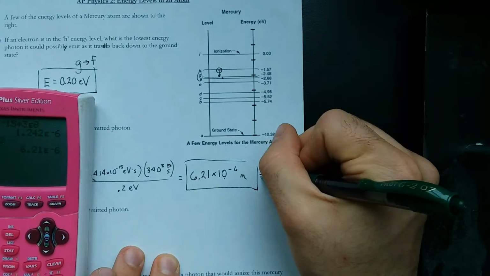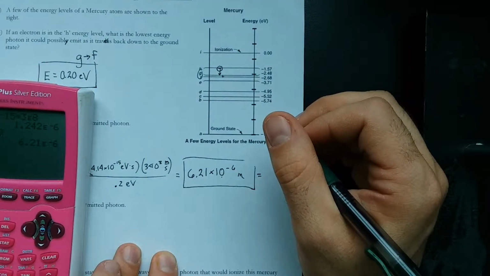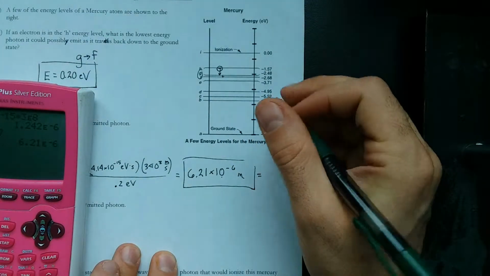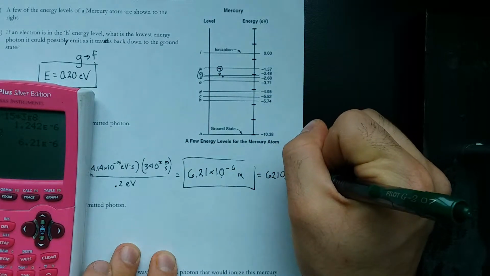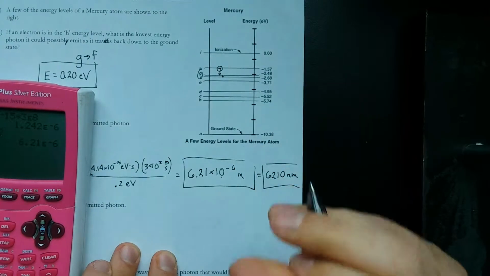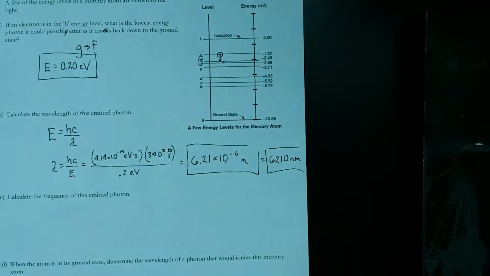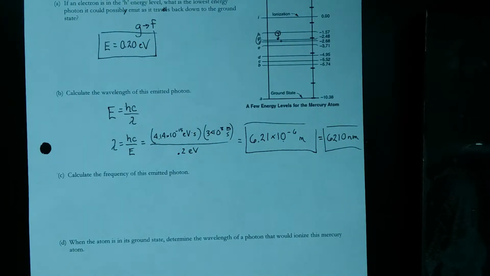Or 6,201 nanometers. Both work. And that makes sense. It's such a high wavelength because it's a very low energy photon.